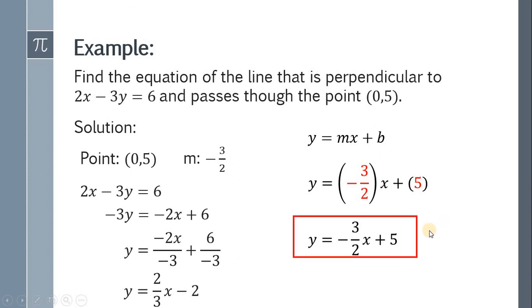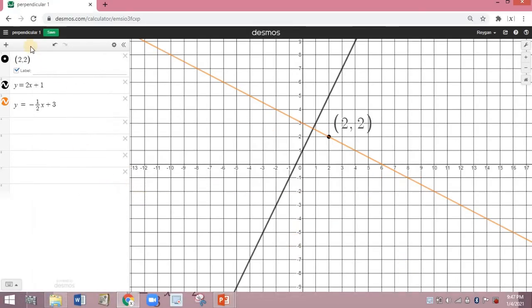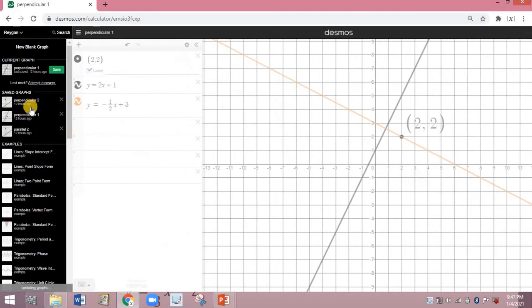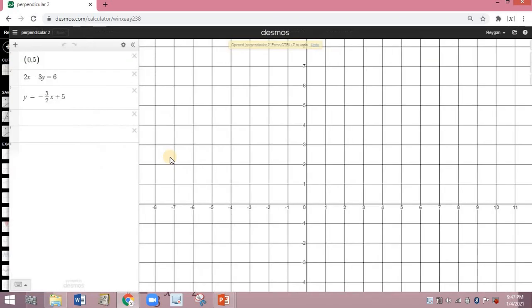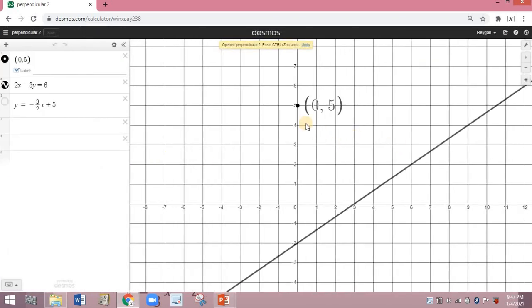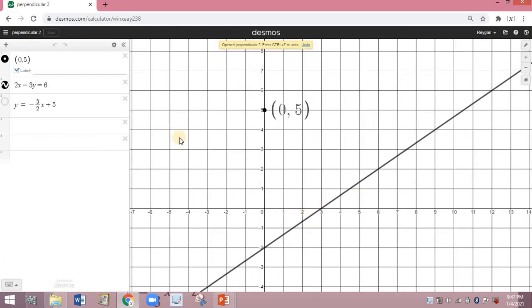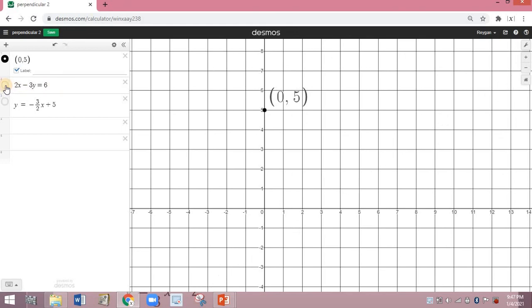Again, double check natin yung ating sagot. Tandaang mabuti. 2x minus 3y equals to 6. Yung ating point na dadaanan ay 0, 5. Yung sagot natin, y equals to negative 3 over 2x plus 5. Punta tayo kay Desmos. Tingnan natin yung ating example na last. Okay. So, ito ulit yung ating given. Ito yung ating black line na 2x minus 3y equals to 6. Check nga natin kung iyan yan.